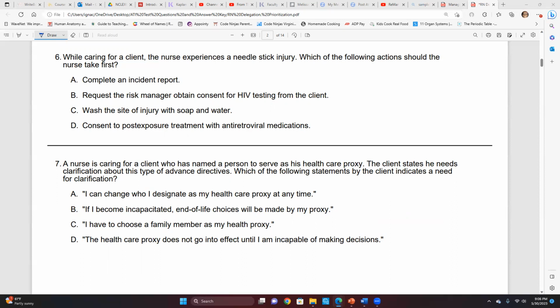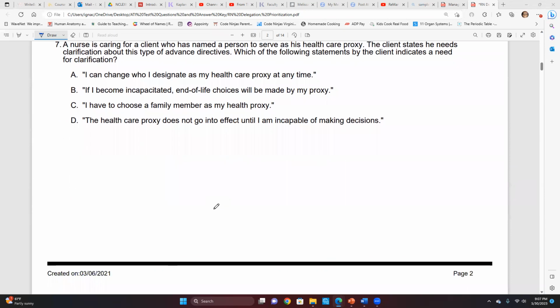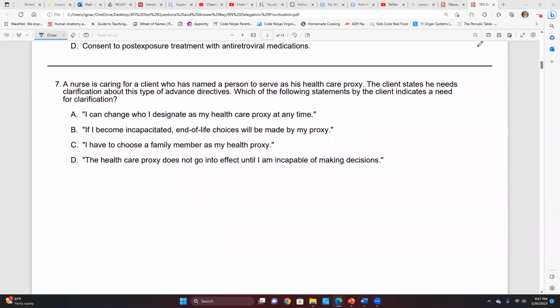Whenever we have a break in skin, it could be a needle stick, or a child at daycare bites them, or a raccoon bite, whatever it is, it's always washing the site with soap and water. That's going to be the first thing. And of course, all the other things we're going to do, right? But again, this is a priority because it says first. Okay, excellent work.